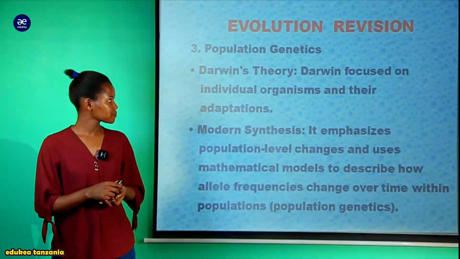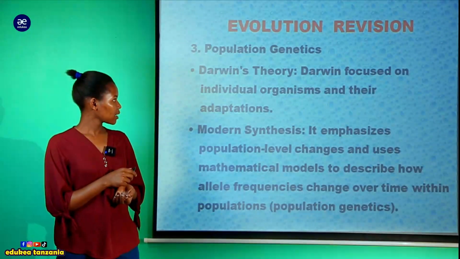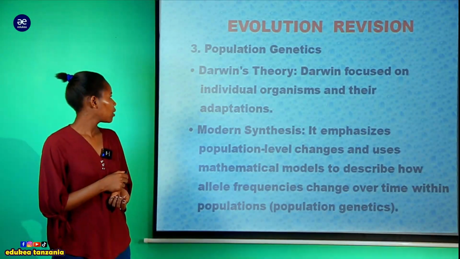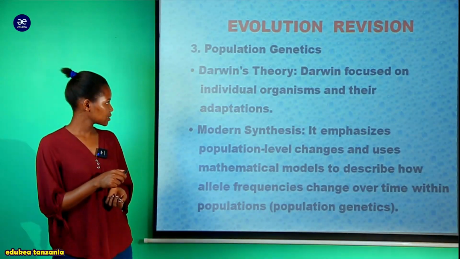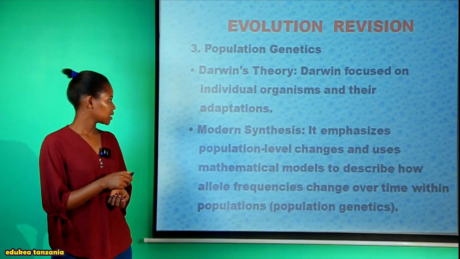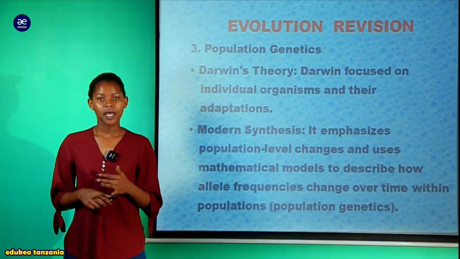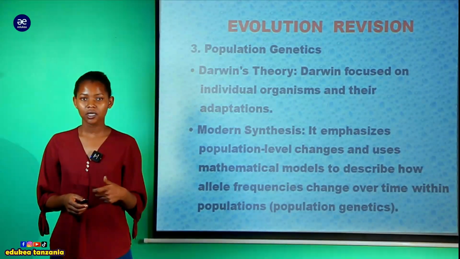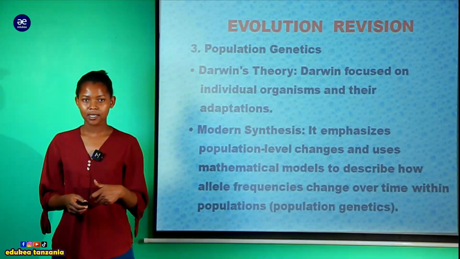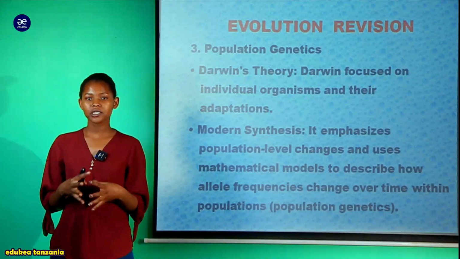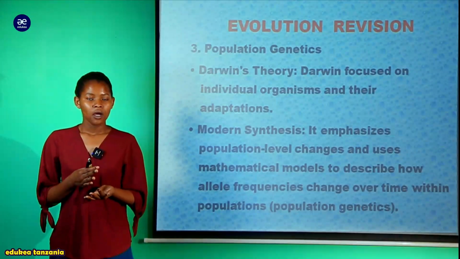Also, another guiding point is population genetics. We can say Darwin's theory, Darwin focused on individual organisms and their adaptation. Darwin alifocus kwenye individual organism and their adaptation, that is genetic population genetics. But hakuconsider the influence of population kwenye evolution.